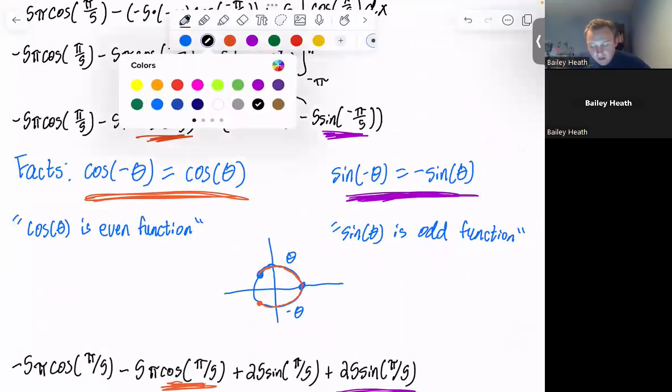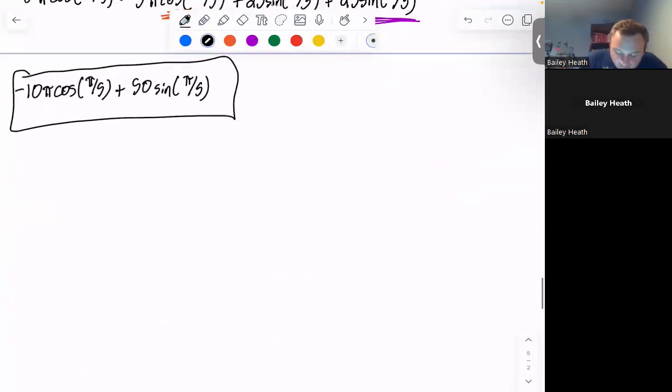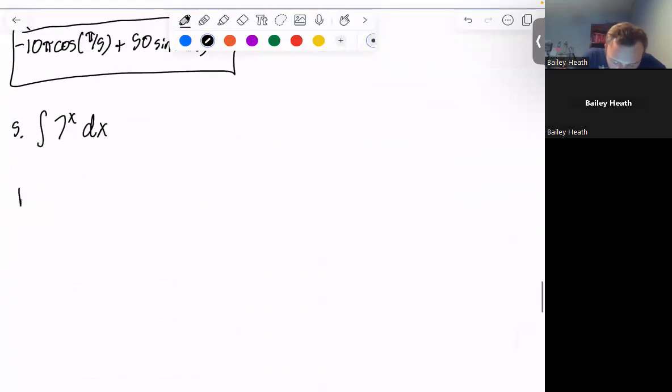But okay, problem 5. We have the antiderivative of 7 to the x dx. Okay. So I think for this one, it's going to be important for us to recall that if I take the derivative of 7 to the x, what do I get? I get 7 to the x times ln of 7.